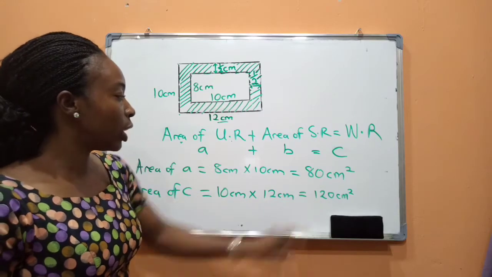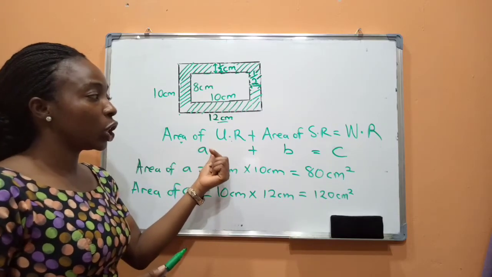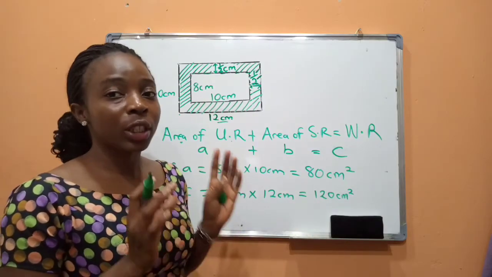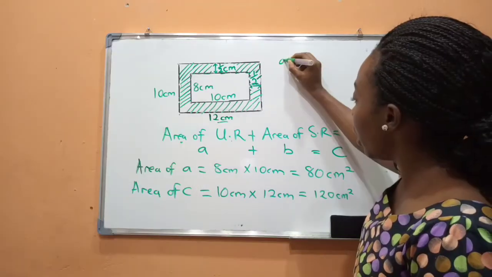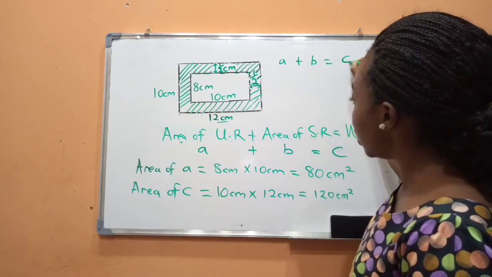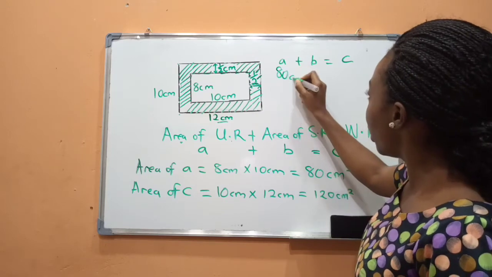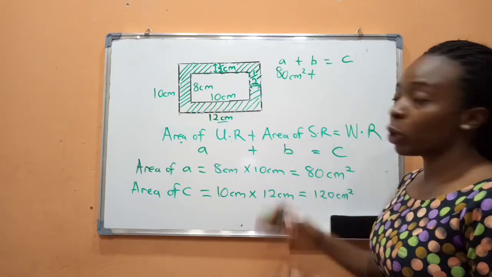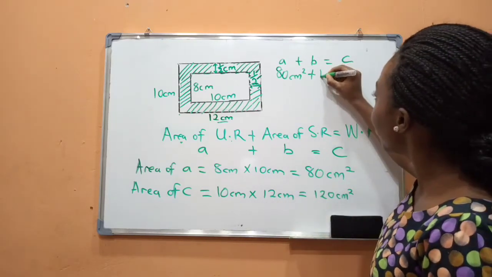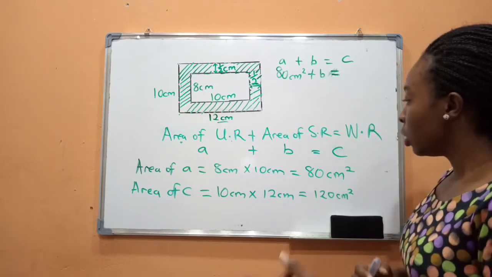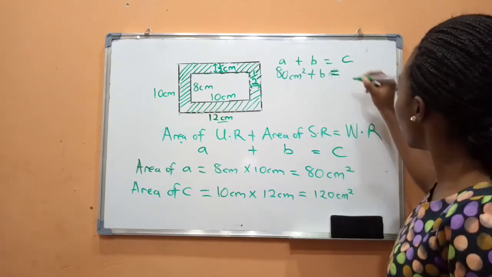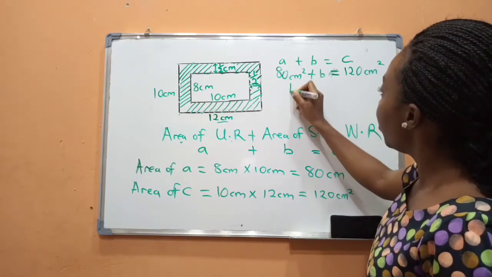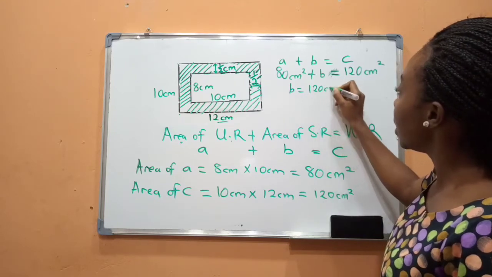So now we have succeeded in finding the area of the unshaded and the area of the whole region. Finding the area of the shaded region is absolutely easy. Here's what we do. A plus B equals to C. A is 80 centimeters square plus B is the area of the shaded portion which we are looking for, the unknown. So we simply write B equals to, what is C? The value of C is 120 centimeters square. So we are going to have B will be equals to 120 centimeters square.